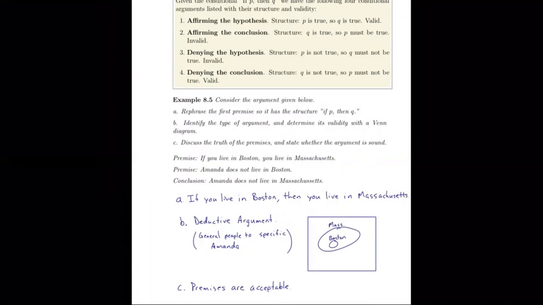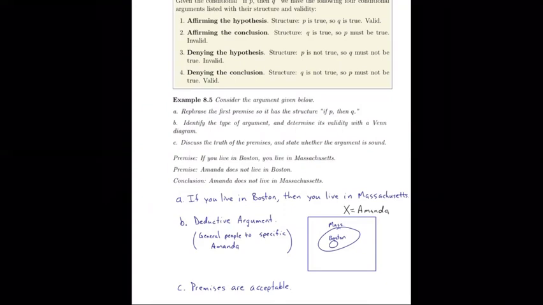The second premise, Amanda does not live in Boston. The question is where to put Amanda's X. Okay, so it's not clear where to put Amanda's X. We know that she does not live in Boston. Let's make an X for her off to the side. This is Amanda. She doesn't live in Boston.